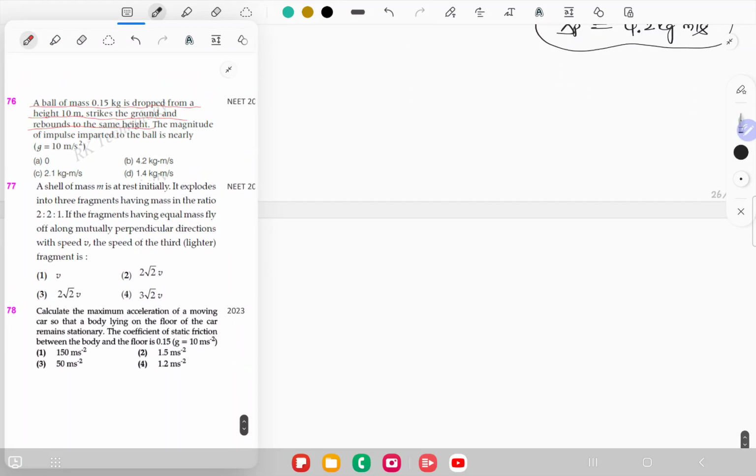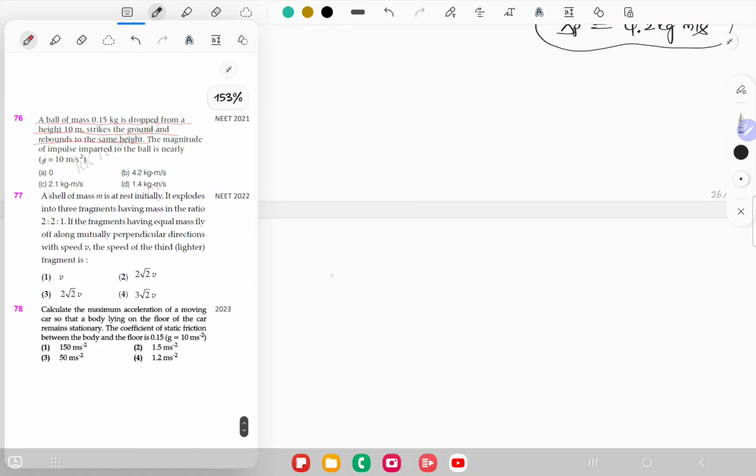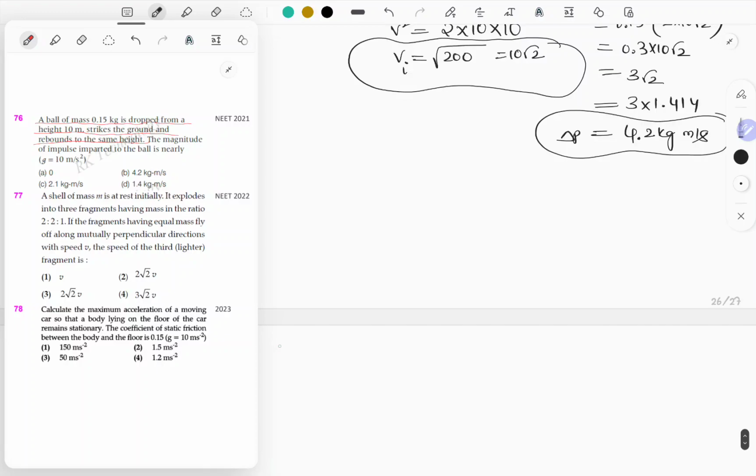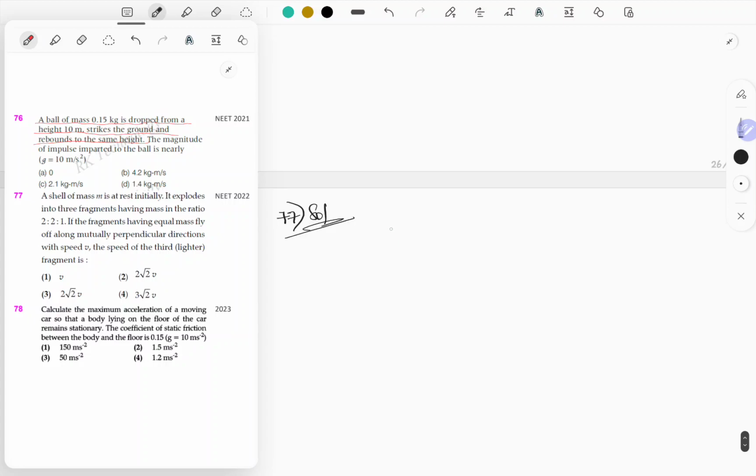Question number 77. Already we solved this kind of numerical. Let me solve it again. Question number 77. They said a shell of mass small m initially at rest. So what is the meaning of at rest? Initial velocity is equal to 0. If initial velocity is equal to 0, what about initial momentum? Initial momentum is also equal to 0.